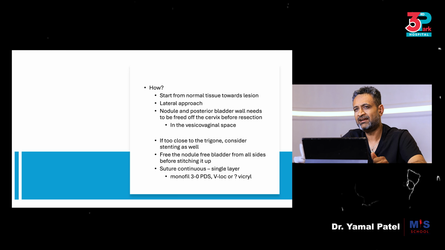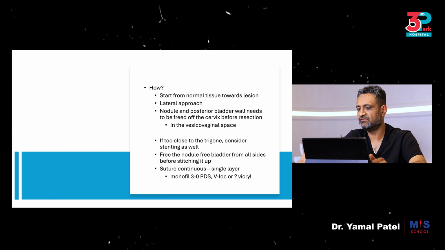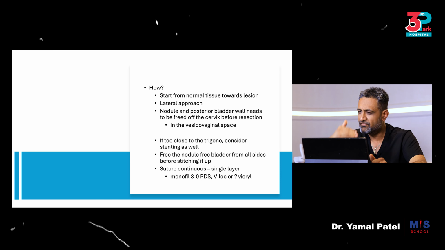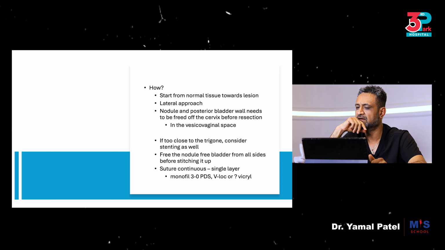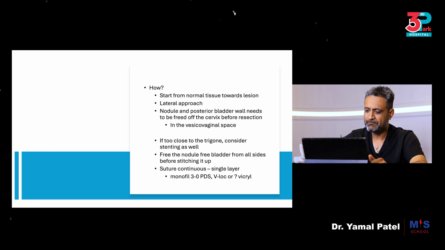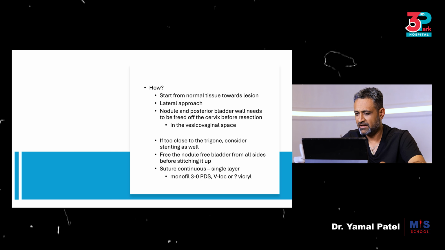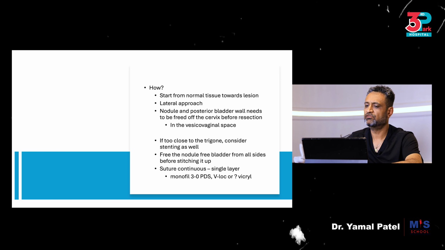So you can't proceed by leaving the nodule stuck to the cervix. You will have to free it off the cervix to be able to tackle it properly. So you go into the vesicovaginal space. If it is too close to the trigone, you may need to consider stenting. You'll have to free the nodule from the bladder from all sides before stitching it up.